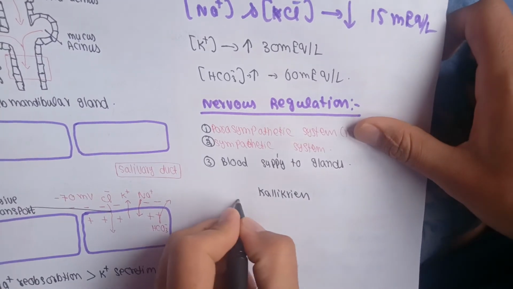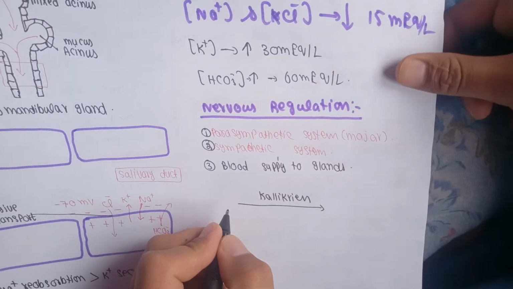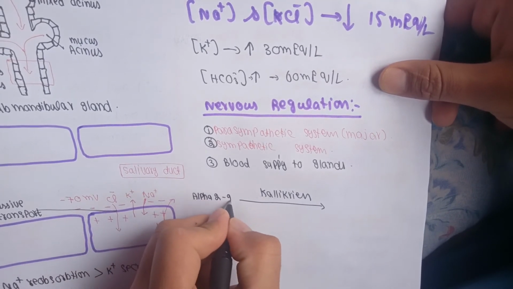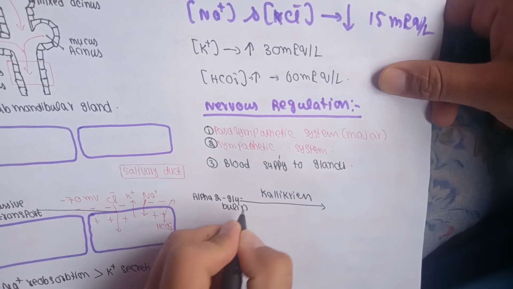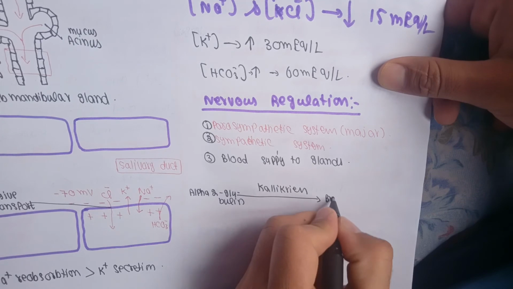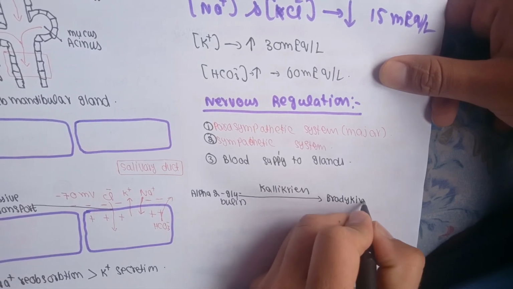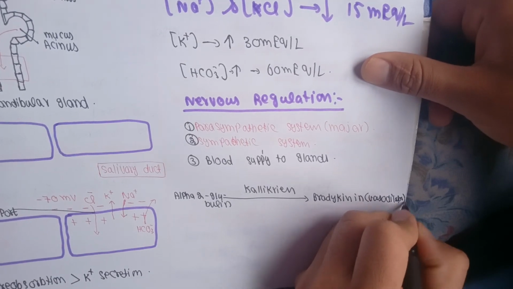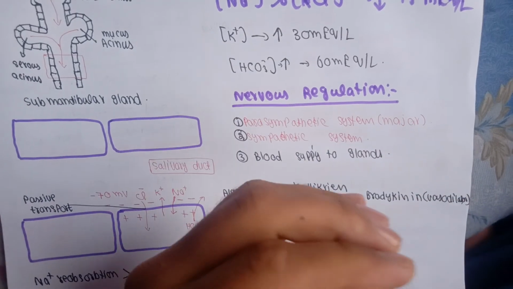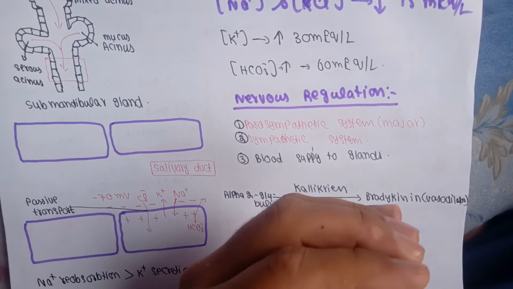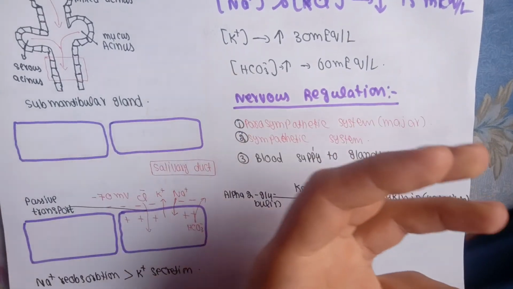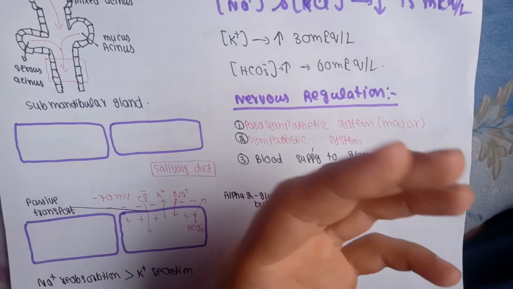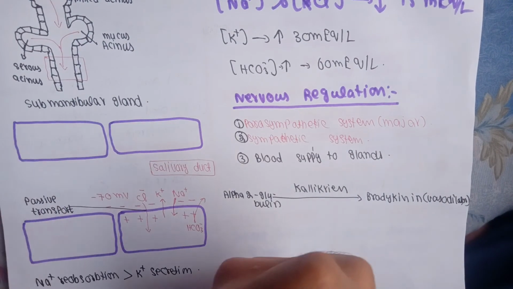What is the function of kallikrein? Kallikrein converts alpha 2 globulin to bradykinin, and bradykinin is a vasodilator. Actually, what happens when the blood supply to the duct is greater is that the mechanism I discussed will be at a high rate, and metabolism will be high. When metabolism is high, secretion will be high, and the salivary secretion becomes increased.